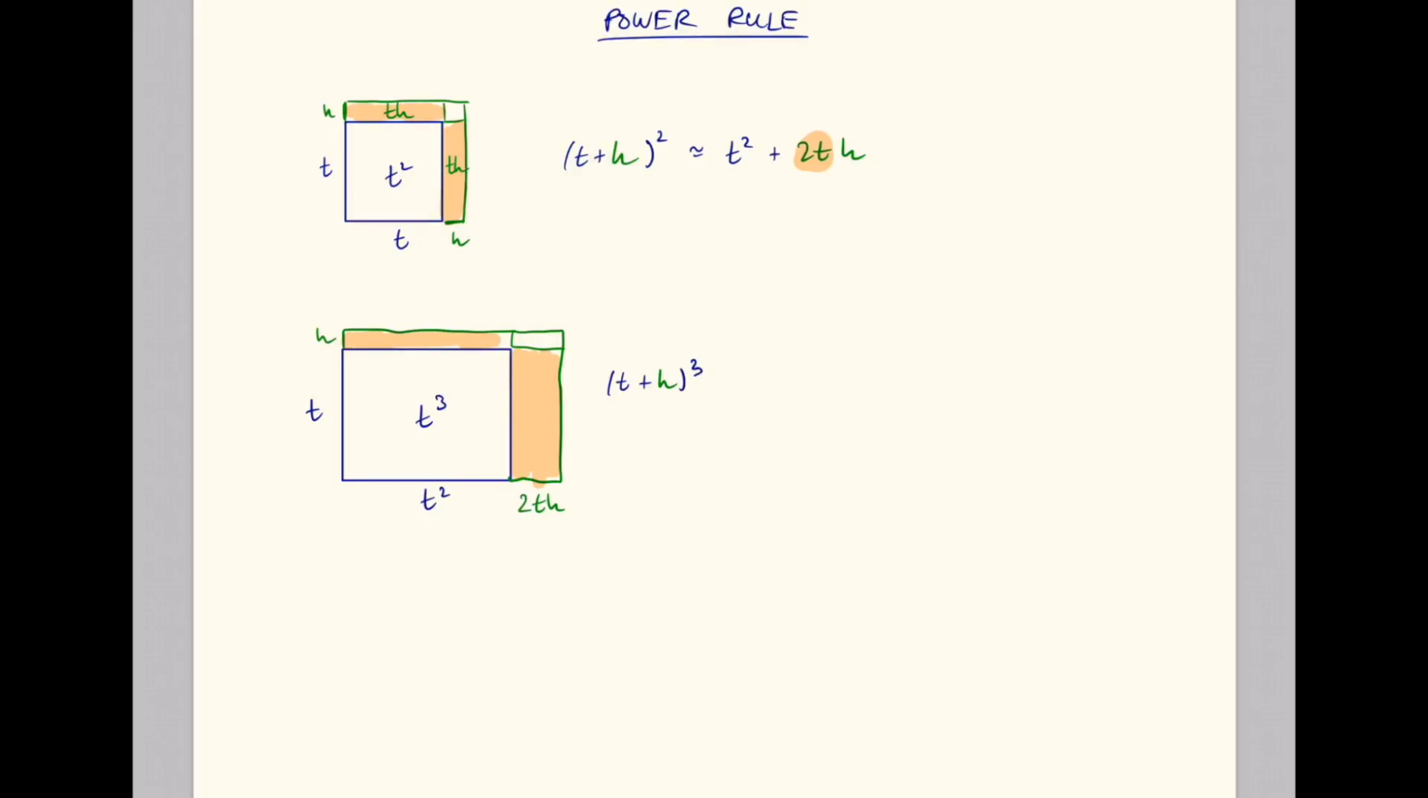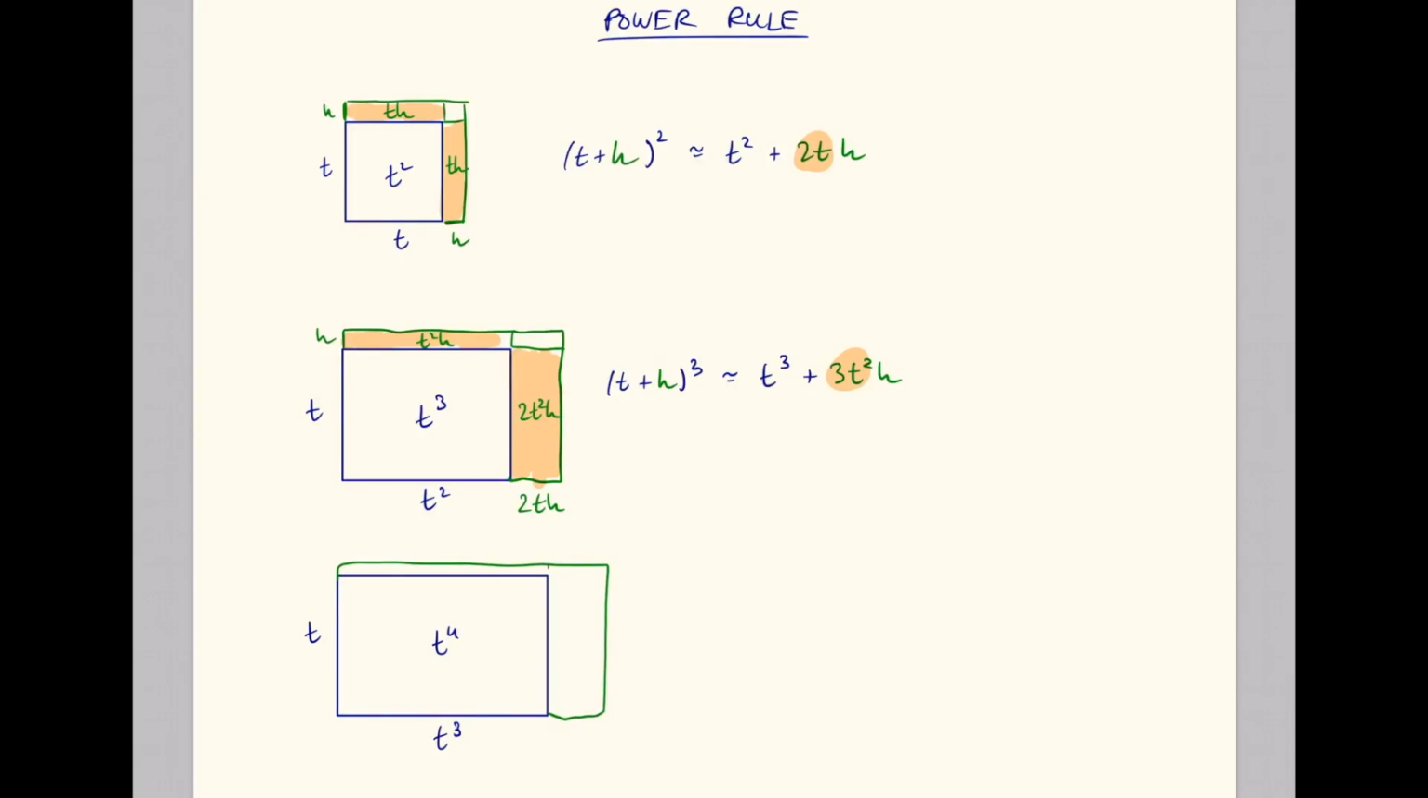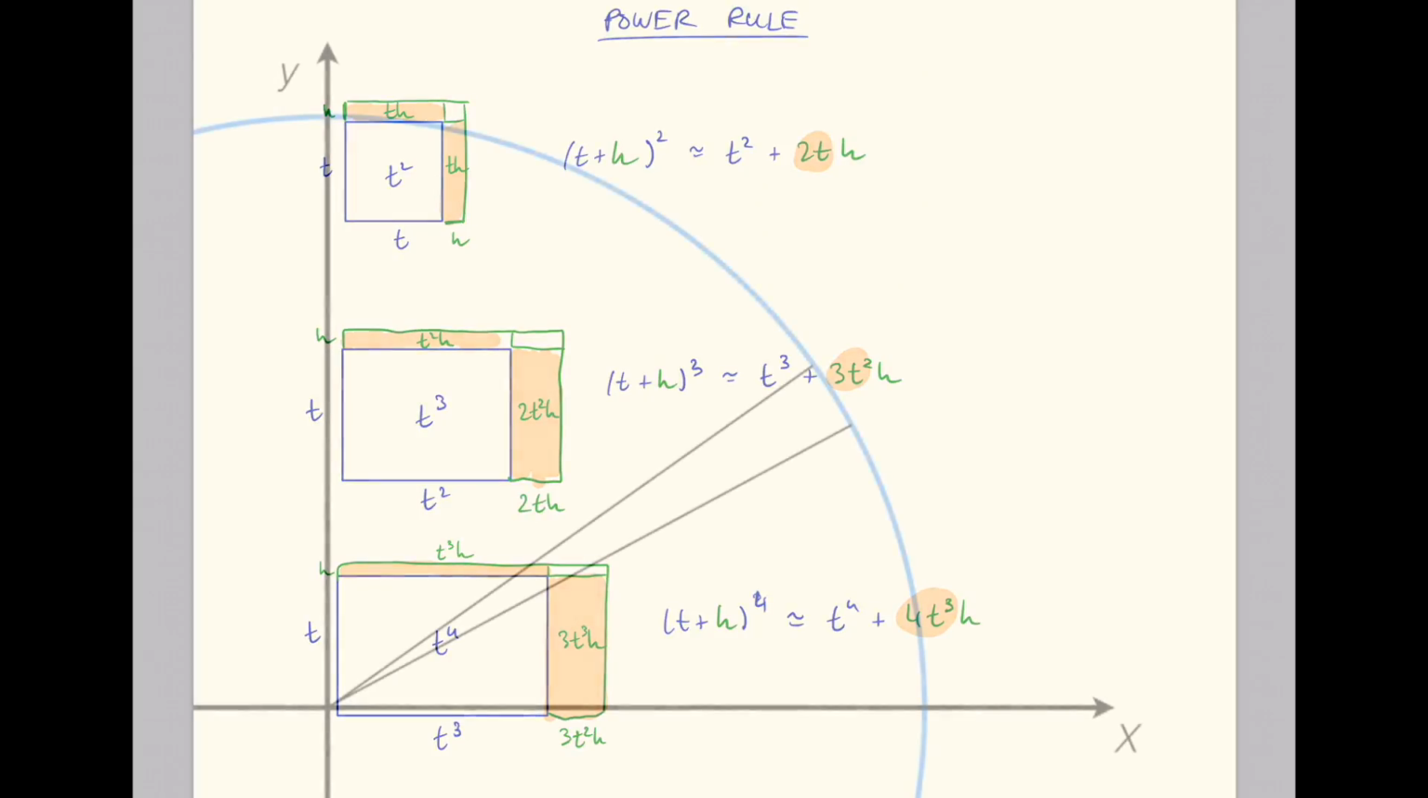T squared changes by 2th, so the rectangles' areas are 2t squared h and t squared h. The total change is thus 3t squared times h. The derivative of t cubed is thus 3t squared. Maybe you can already guess how this continues. For t to the 4, draw a rectangle with sides t and t cubed. Increase both sides by h and 3t squared h respectively, then the thin rectangles are t cubed h and 3 times that, yielding a derivative of 4t cubed, and so on.